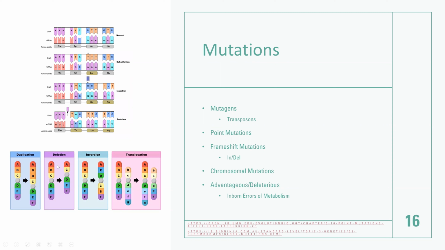Same thing with the deletion. If you get rid of the gene entirely, well, you've lost your ability to express that gene, and that gene may become hemizygous because you only have it on one chromosome.